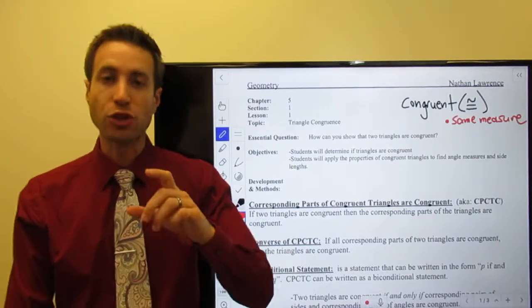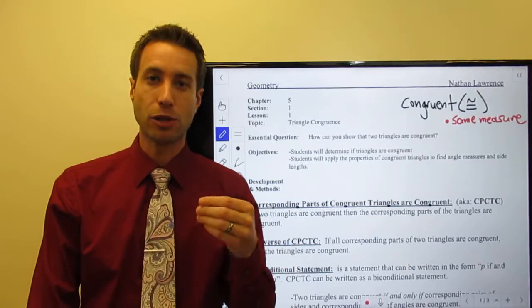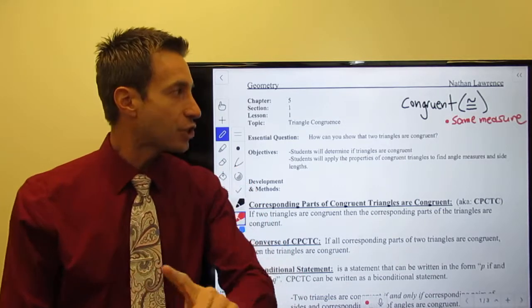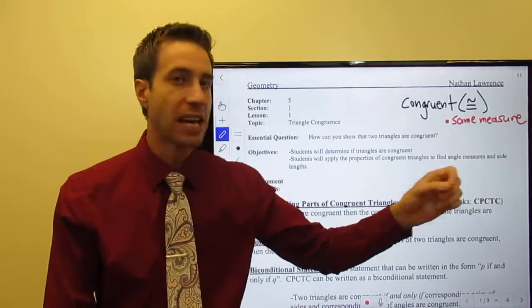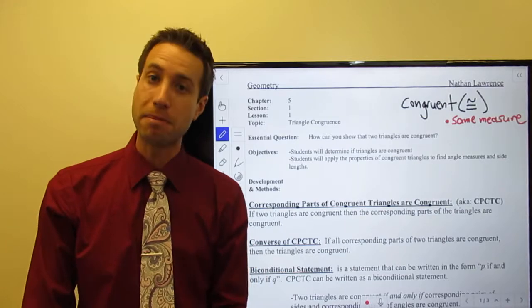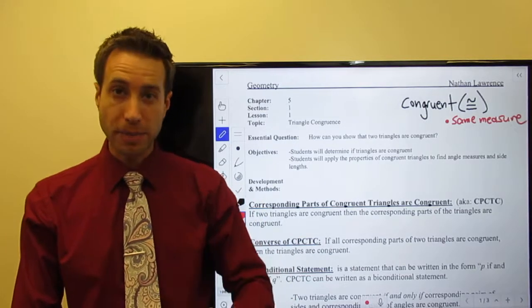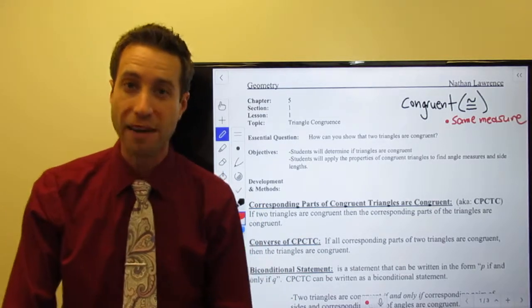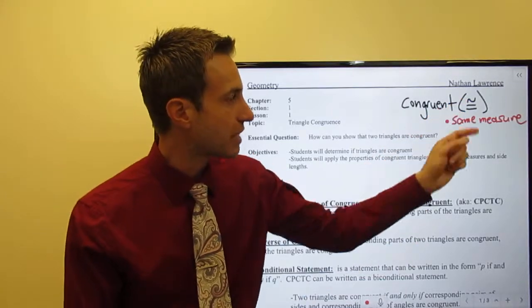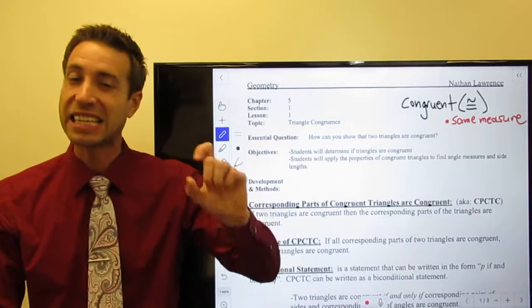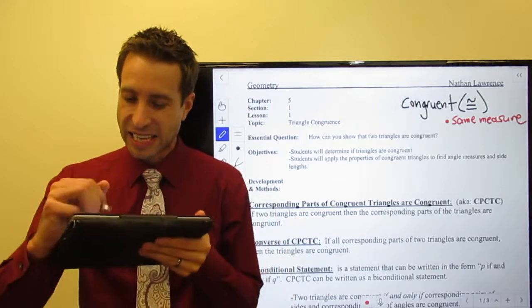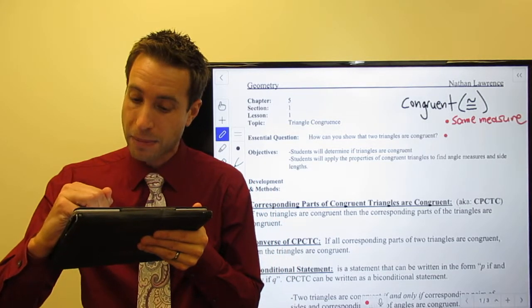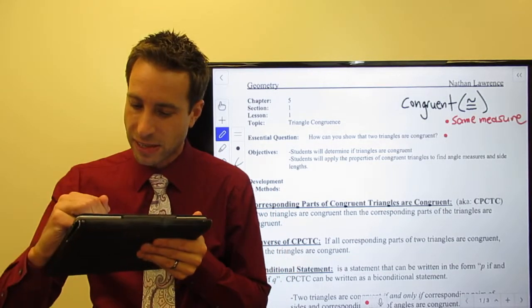In geometry, we're generally talking about shapes. So it's not enough to say that objects have the same measure. In order for them to be congruent, they must also have the same shape. That's what the little squiggle above the equal sign means in the congruency symbol. It tells me the objects I'm comparing also have the same shape.